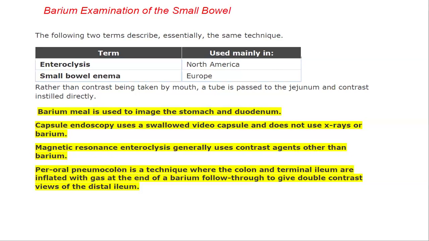Per oral pneumocolon is a technique. This is very important to have a question come in the exam, this one. It is a technique where the colon and terminal ileum are inflated with gas at the end of barium follow-through to give double contrast views of the distal ileum. If you are having an issue with the distal ileum and the patient needs a double contrast, how do you do this? By this technique, per oral pneumocolon, which will inflate the terminal ileum with double contrast, the barium and the gas. So you will have a more detailed image of the terminal ileum.